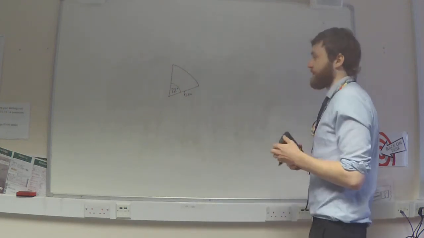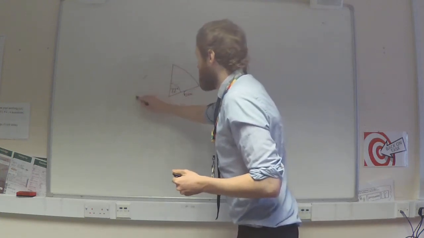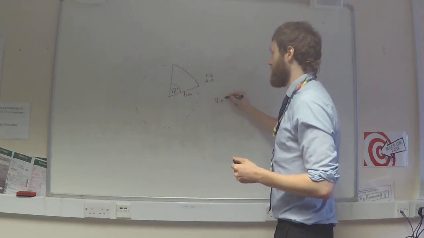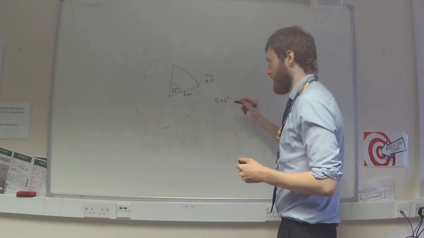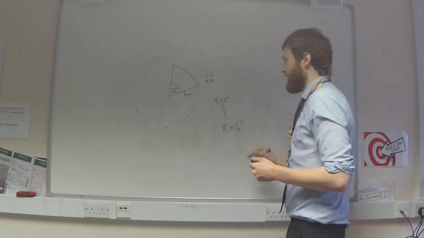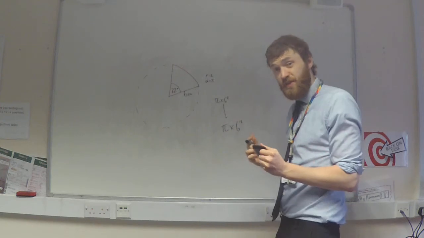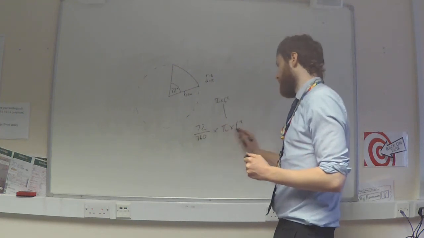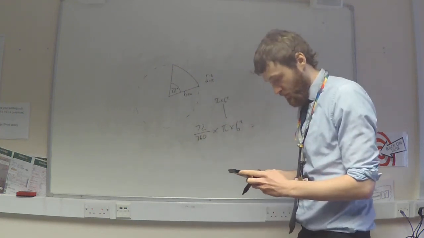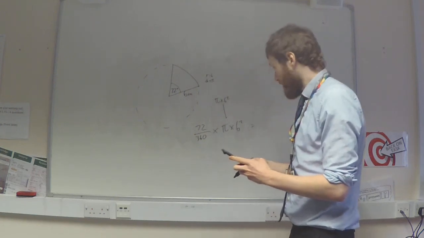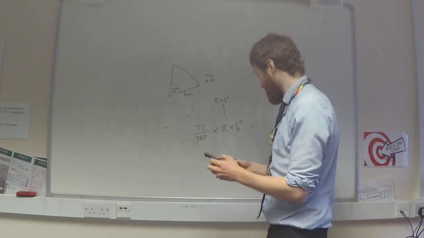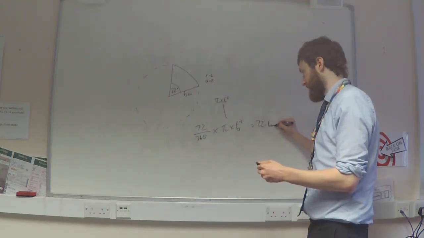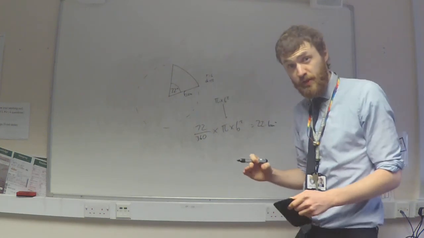Okay, if you've now unpaused it, I'll quickly go through it. So the whole circle would be, radius is 6, diameter is 12, would be pi times 6 squared. So that's the whole circle. So let me write that down here so it's clear. But I don't want the whole circle, I want only a fraction of the circle, and that fraction is 72 out of 360. And therefore I'd multiply them all together. So it'd be 72 divided by 360 times by pi times by 6 squared is 22.6 centimetres squared.